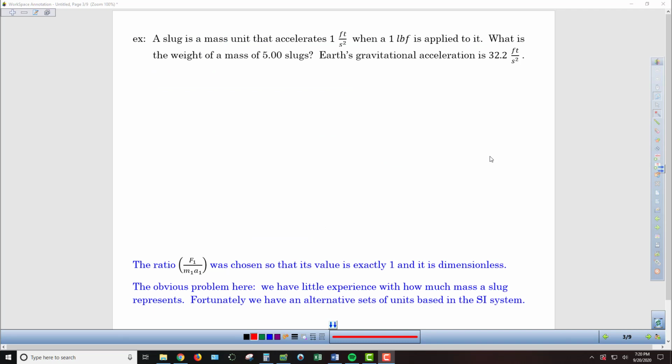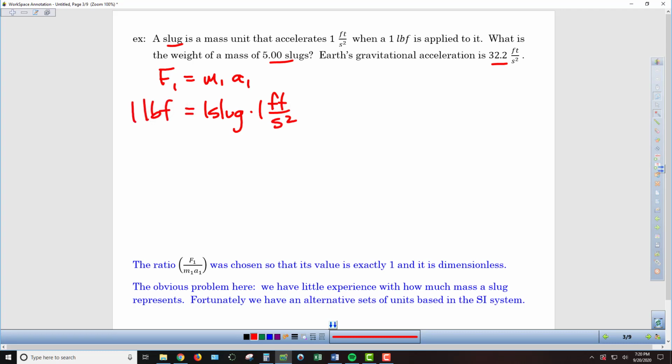In this example, we have an F1 equals m1 a1 relationship given to us that we're going to use to create our constant of proportionality to then solve for some new force based on a new mass and a new acceleration. And so a slug, so that is indeed a mass unit, one slug is defined as being the amount of mass that will accelerate at 1 foot per second squared when a 1 pound force is applied to it. So you can see that we've got a series of ones here.